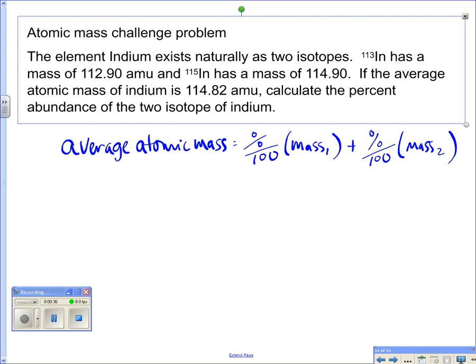And I'm going to fill in what I know. In this problem, it tells me that the average mass is 114.82 AMU. The deal is I don't know the percentages. The mass of isotope 1, which I'm going to call indium-113, is going to be 112.9. Just to save time, I'm not going to use the unit because it's going to come out to be AMU. And then the mass of isotope 2 is 114.9.